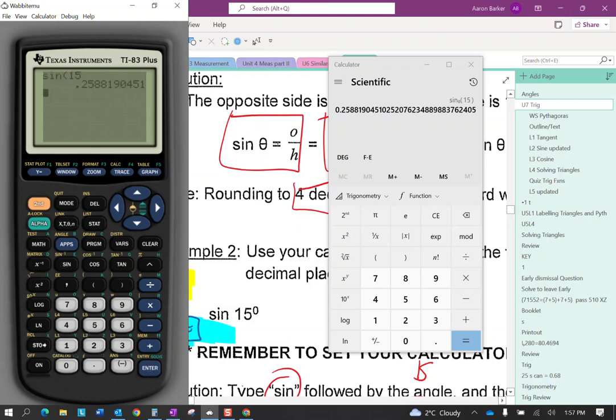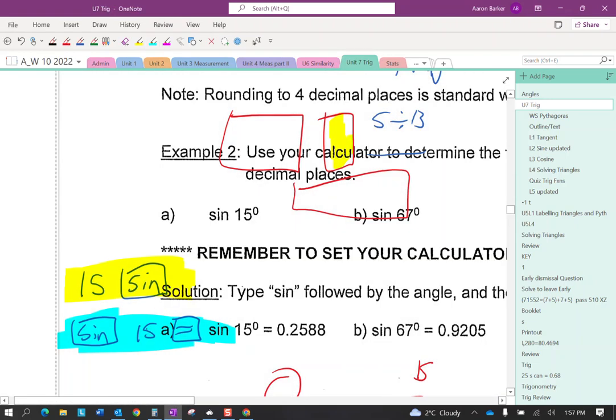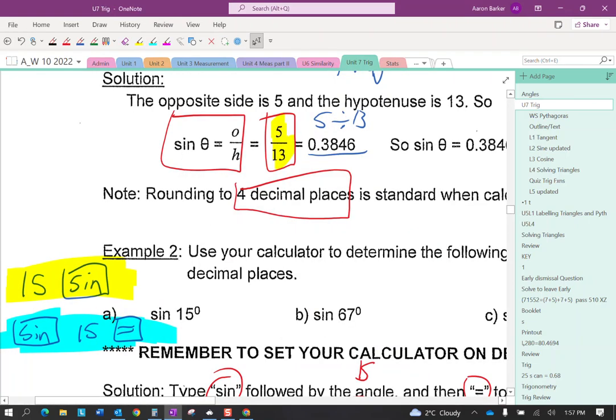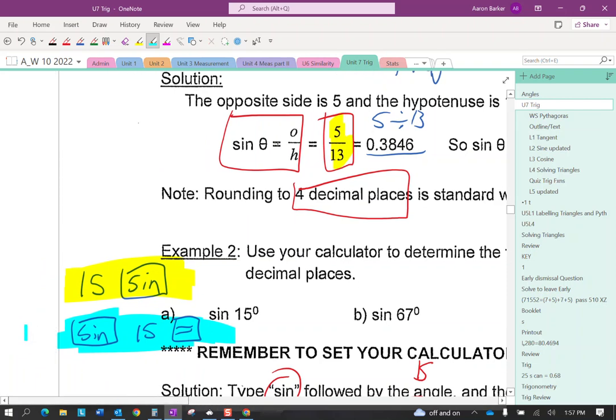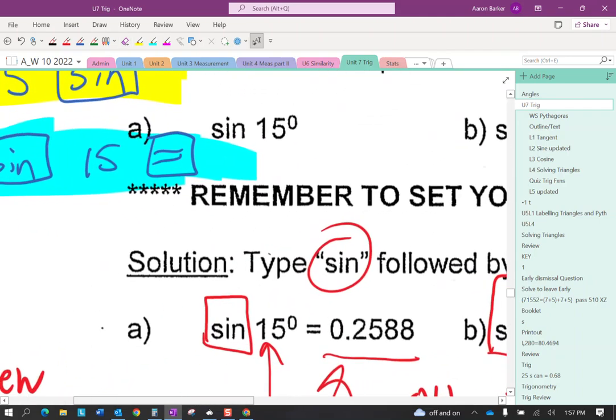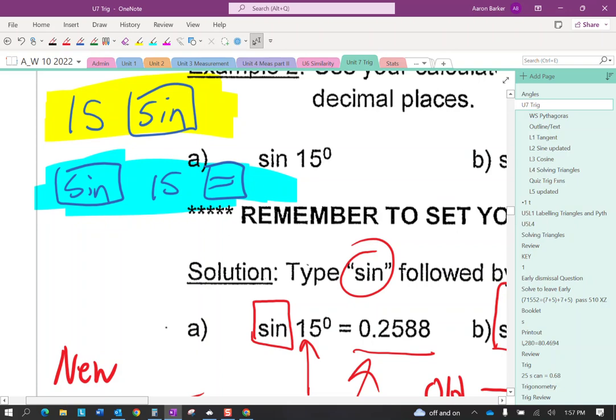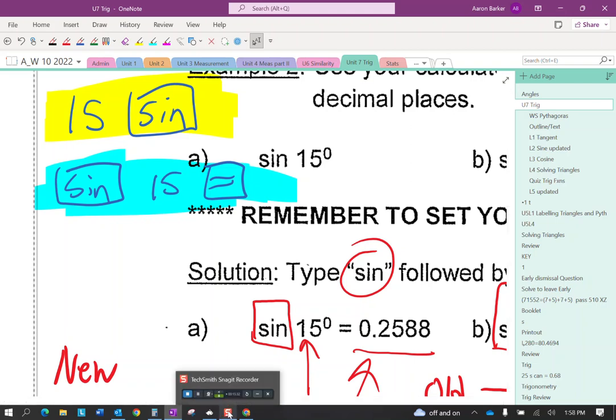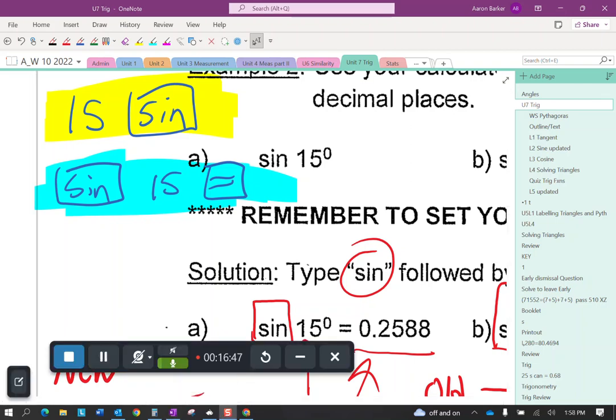Okay. So practice right now. You should get, as an answer, it's down below. Your answer should be 0.2588. Okay. Try right now. If you can't do it, come on up right away. Try it on your phone right now. Okay. Try the next one then.